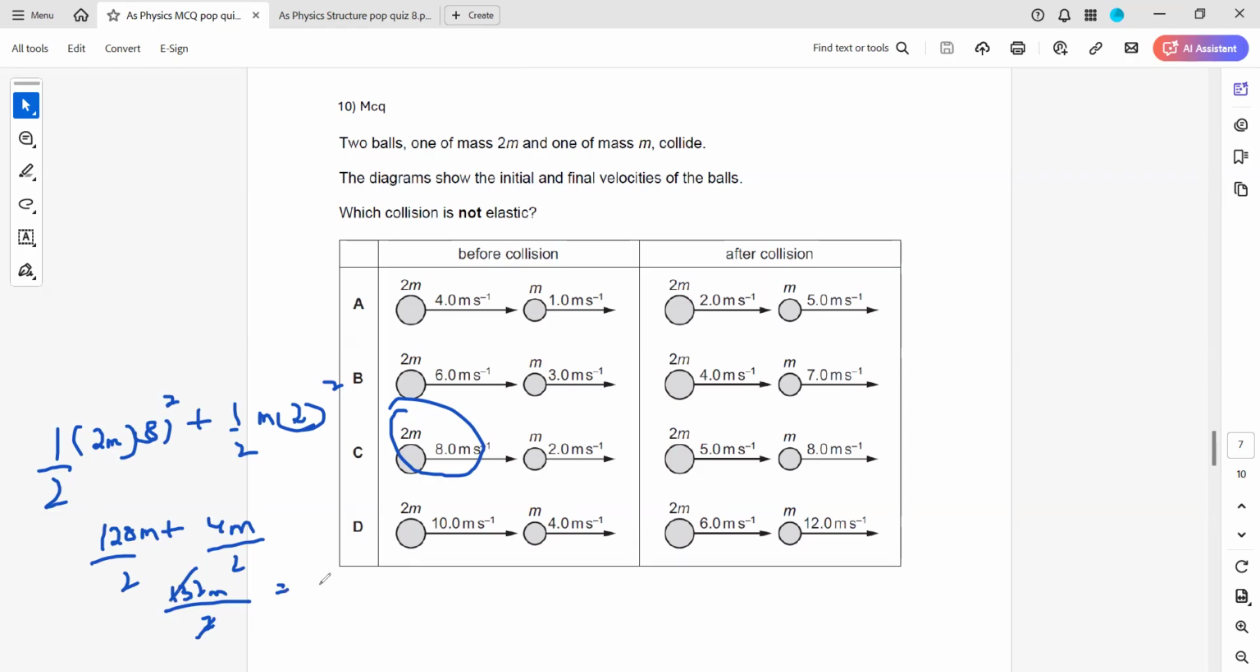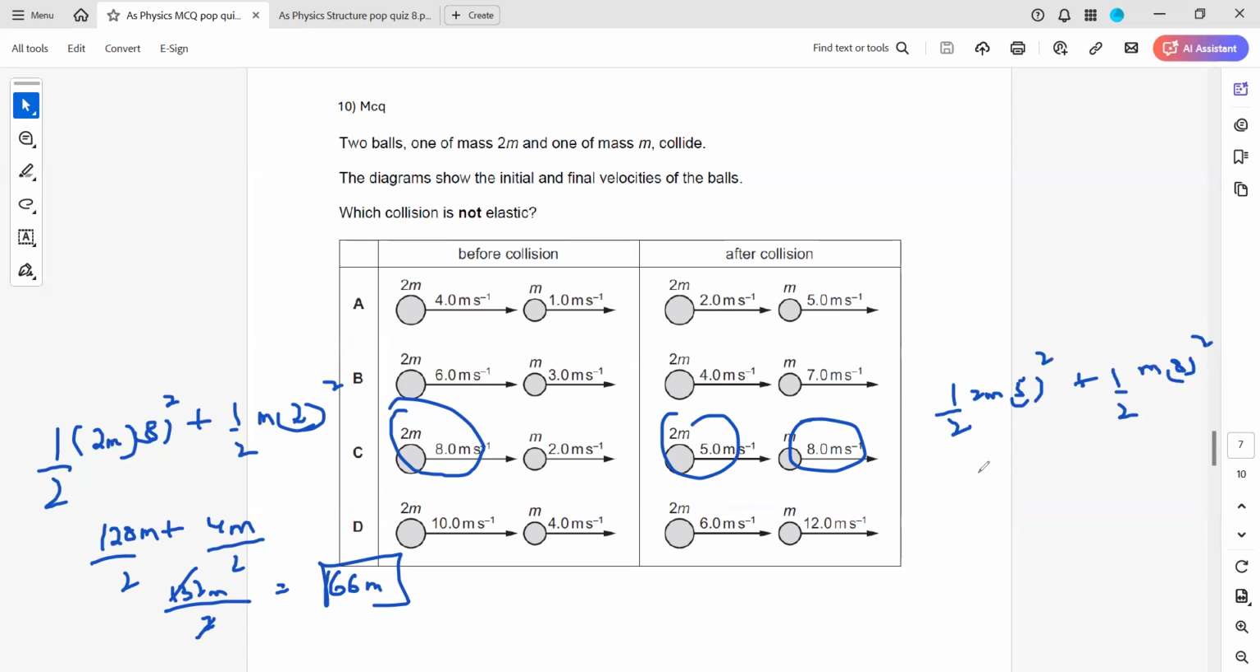So now you simplify this, so it will be 66, so 66 m. What about this one? So it will be half 2m 5 squared plus half m 8 squared. So this will be 2m times 25, so this will be 50m by 2. And this is equal to 64m by 2.